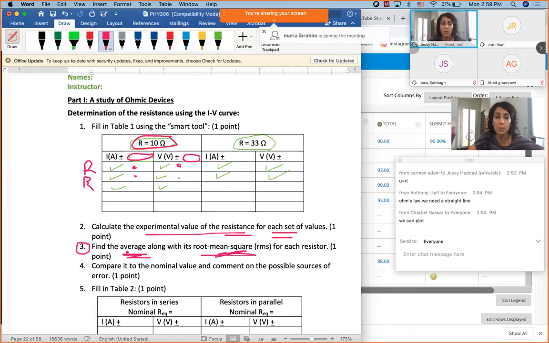Now they want you to compare your final average with the nominal value. So it has to be very close to 10 ohms. If I remember well, it's 9 point something ohms. And then how do you compare? You do the percentage difference, obviously. Comment on the possible sources of errors. Try to list at least 3 sources of errors.